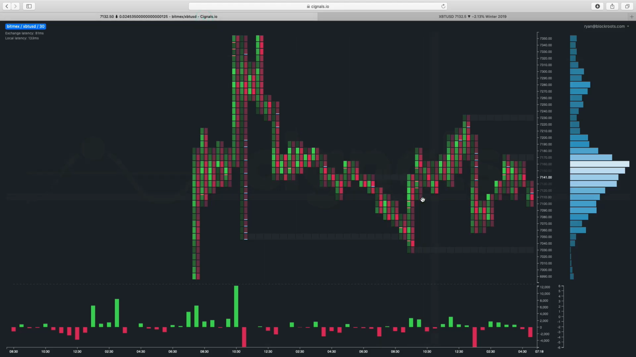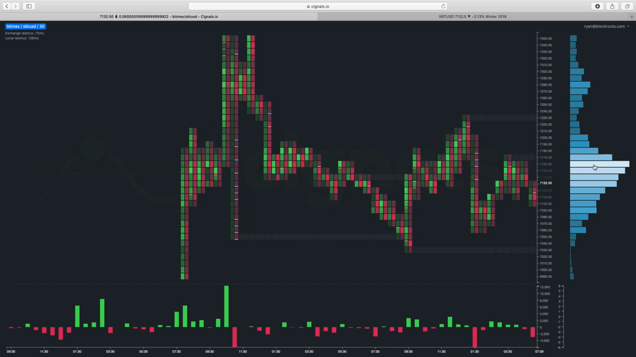So Cignals, what it does is it basically has a few different things. It has a constantly updating volume profile. On the right hand side, you can see the really light portions are where the dominant volume took place.